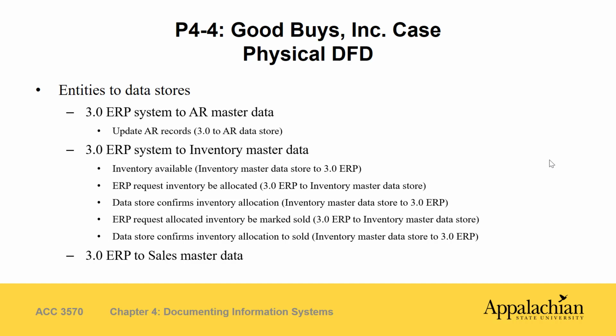So in here, you've got inventory available. That's where the ERP is checking the inventory master data. ERP requests inventory be allocated, so you're having a hold put on that inventory in the inventory data store or master data. Data store confirms the inventory allocation. ERP requests allocated be marked as sold, and data store confirms inventory allocation is sold.